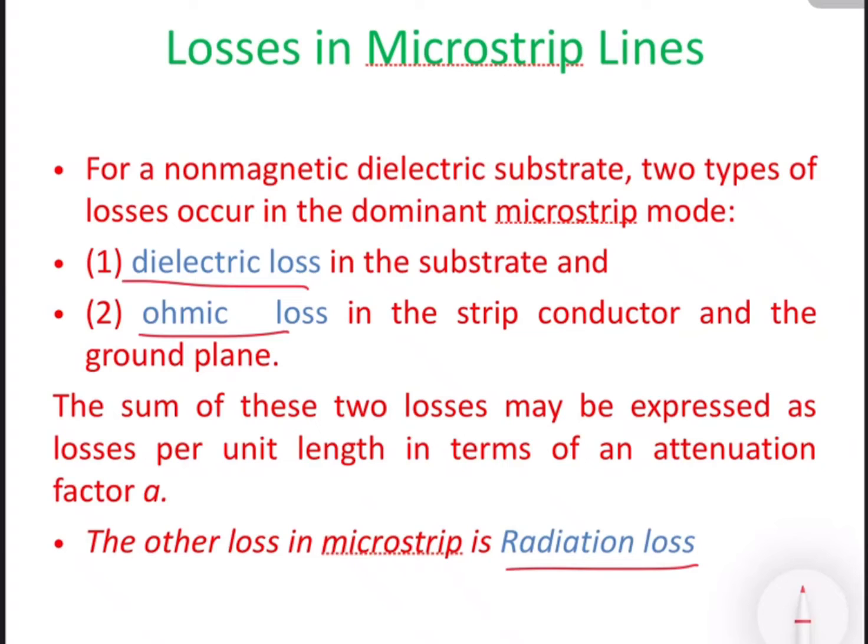And thirdly, the radiation loss. The radiation loss is due to the conductor itself once again, where the percentage of radiation the conductor allows the signal to propagate further is what we call radiation loss.